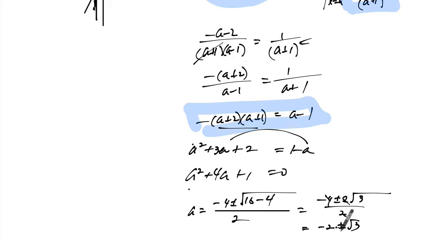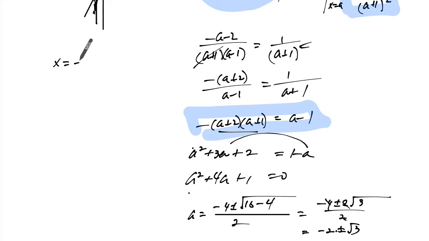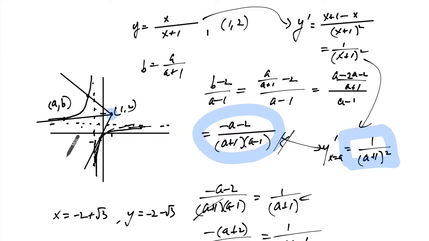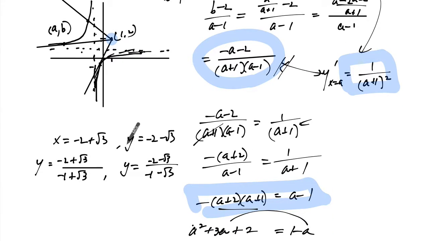Okay. So those are the two locations. x equals minus 2 plus root 3, and x equals minus 2 minus root 3. Get the y coordinate by plugging back into the curve. If you add a 1 to this, you get negative 1 plus root 3. Minus 2 minus root 3, add a 1, like that. So these are the xy coordinates. These are the two points where we get the tangent.